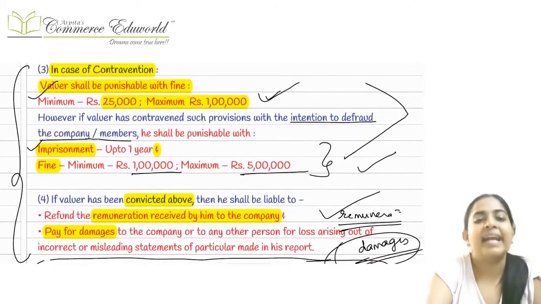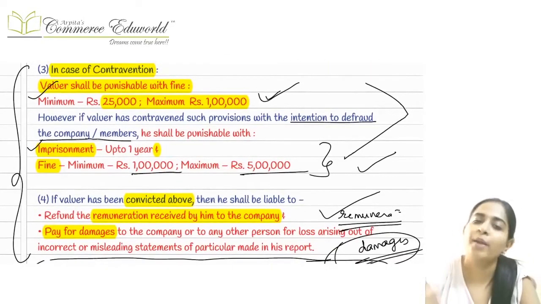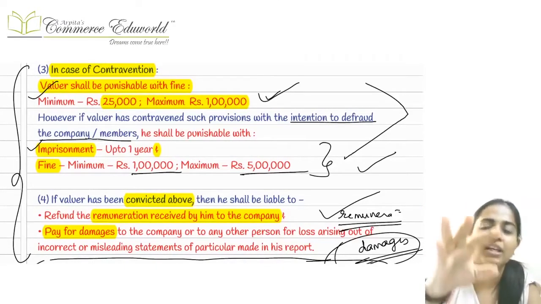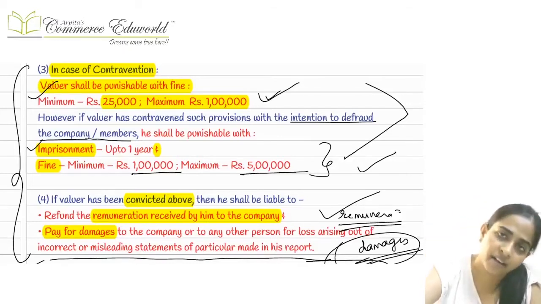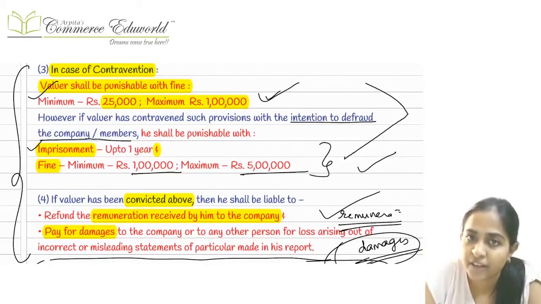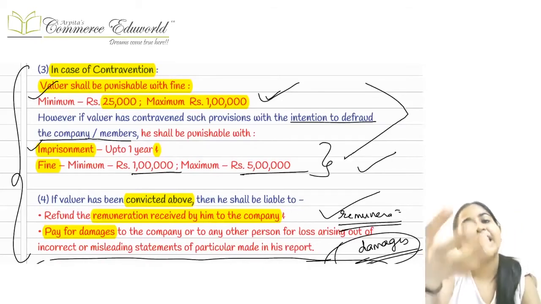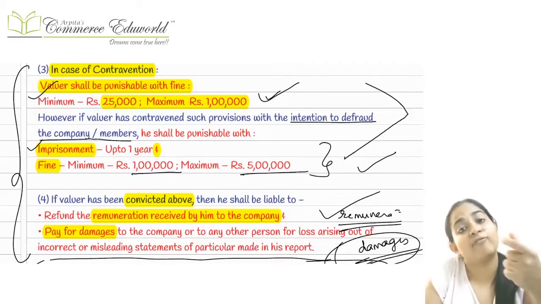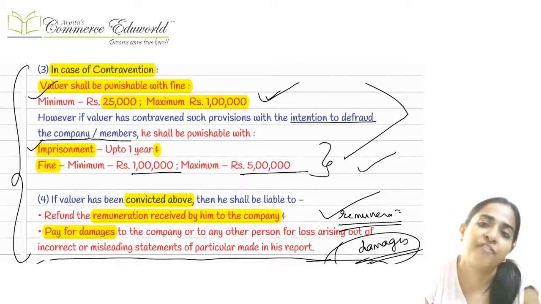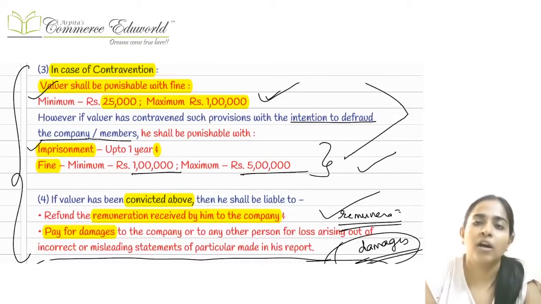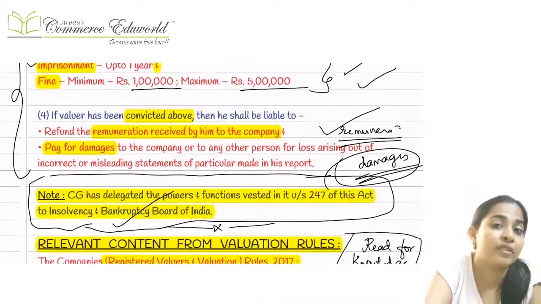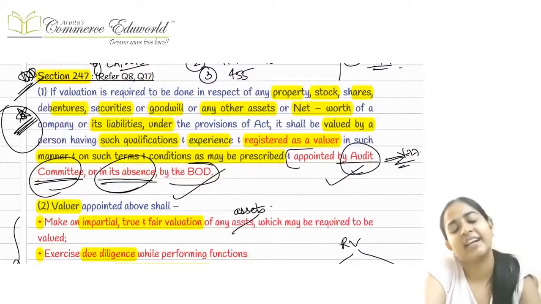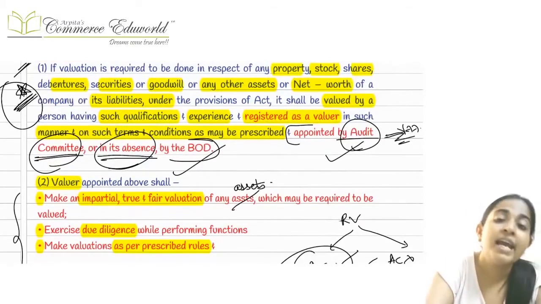If any of the provisions have been contravened, then the normal punishment would be applicable. If he has done it purposely to defraud the company, creditors, etc., then a different or grievous punishment will be applicable. And if he is convicted here, then he will have to refund his remuneration, and he will have to compensate the persons for the losses that have been suffered because of this particular registered valuer. And the examination for registered valuers is being conducted by the IBBI.